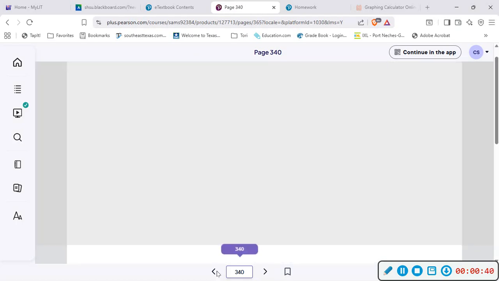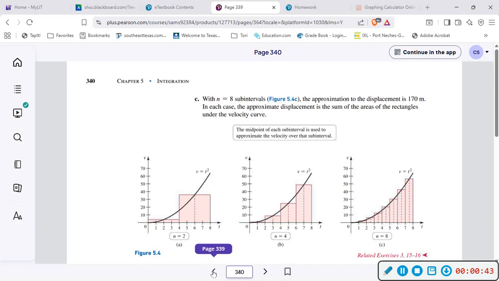I think we went 2 pages. Hold on, let me make sure.